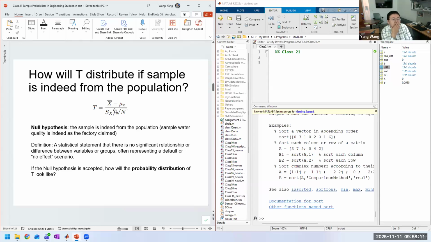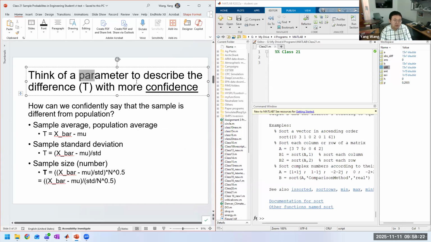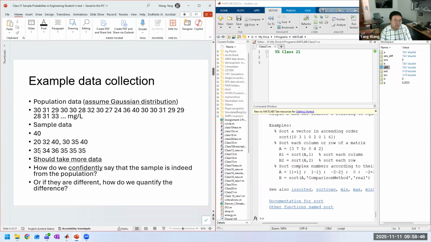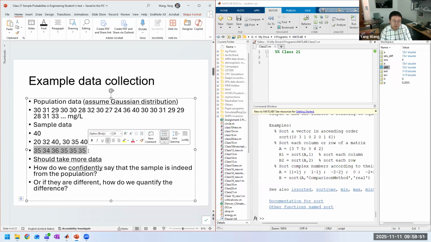And then the question is, how will the t distribute if the sample is indeed from the population? So we're asking the question in a different way. Here we were thinking of this parameter to show that the sample is indeed different. Now let's change this question to be, how would the t-value look like if the sample indeed agrees with the population? How would the t-value look like for our water sampling problem if, let's say, the factory is telling the truth? Now you would expect a lot of values to be close to 30, right?